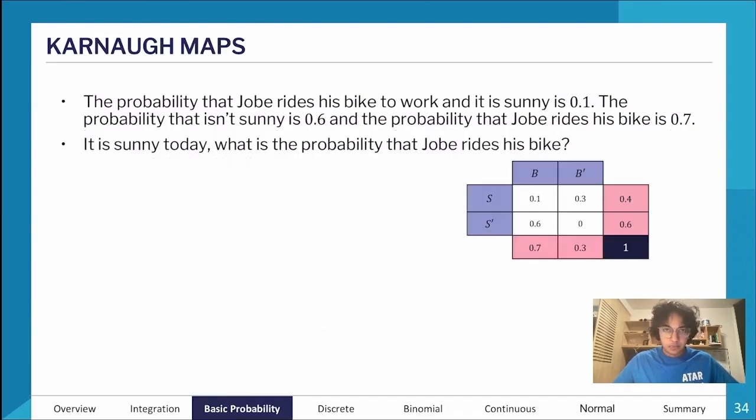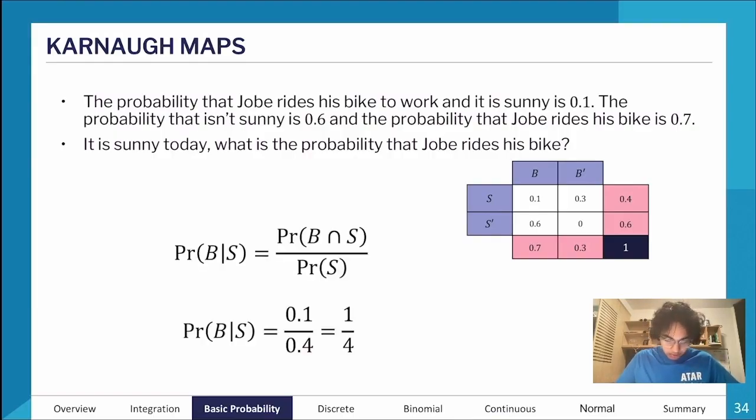Okay. And so then we can use this table to help us answer questions, right? This table isn't just for the sake of making it, it's also for the sake of helping us answer questions. So they've said it is sunny today. What is the probability that Joe rides his bike? So sunny intersecting with riding bike should be 0.1, right? But what is also important to know is that they've sort of told us a condition. They've given us the condition that it is sunny today, right? So this implies conditional, because they've given us an extra piece of information.